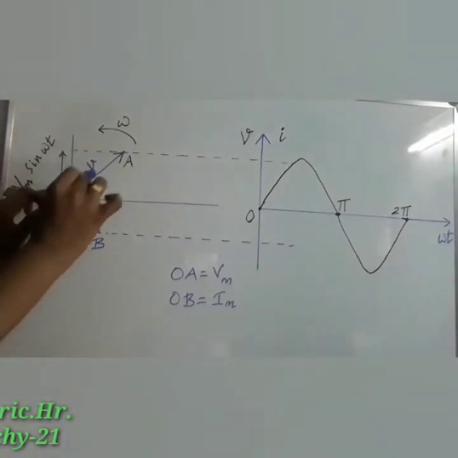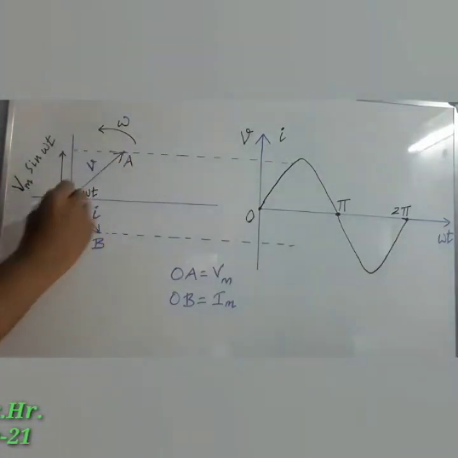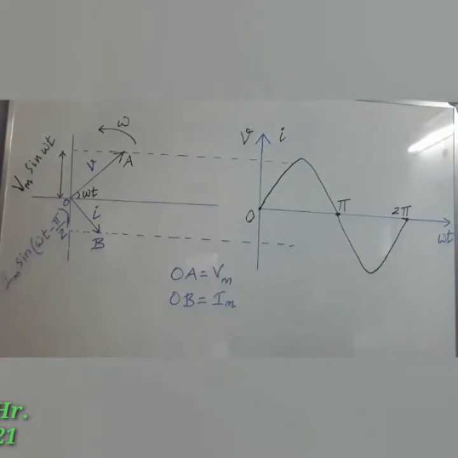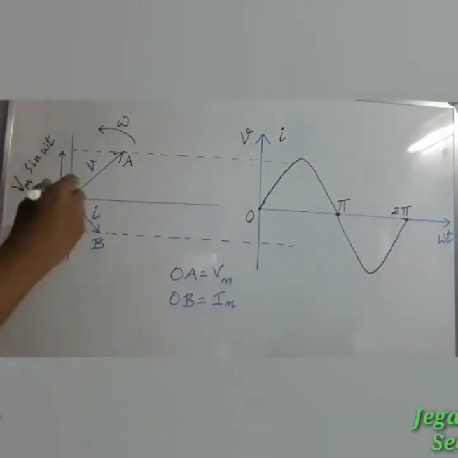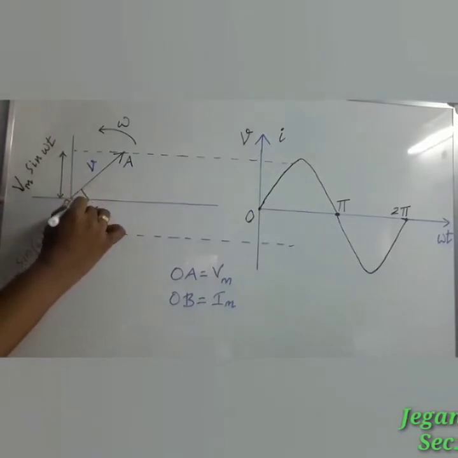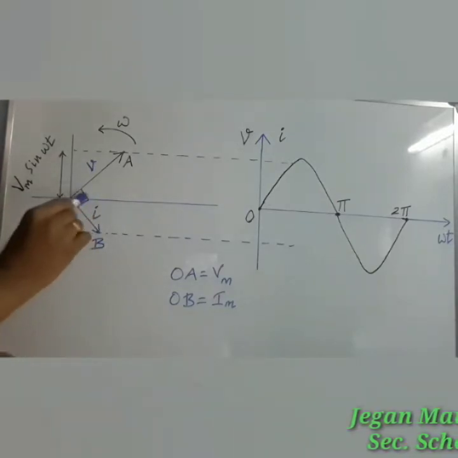Here, what is the angle between the two phasors? The angle between OA and OB. Both are perpendicular to each other. So omega t can be marked to indicate that. So what is the angle between the two phasors? That is 90. What is the phase difference between the voltage and the current in the inductive circuit? 90. So it is 90 degrees.